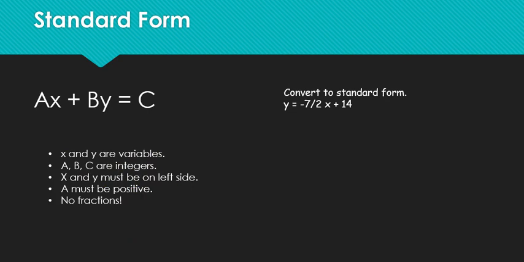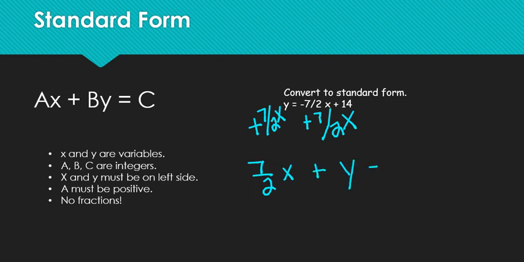Well, we know the first thing we need to do is x and y both have to be on the left side. So my x coefficient is 7/2. So I'm going to add 7/2 x to both sides. Now I have 7/2 x plus y equals 14.